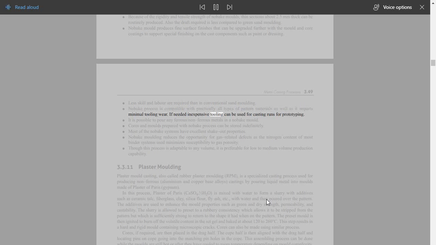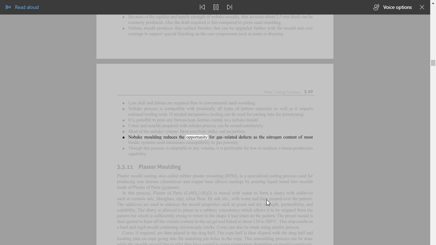If needed, inexpensive tooling can be used for casting runs for prototyping. It is possible to pour any ferrous or non-ferrous metals in a no-bake mold. Cores and molds prepared with the no-bake process can be stored indefinitely. Most of the no-bake systems have excellent shake-out properties.